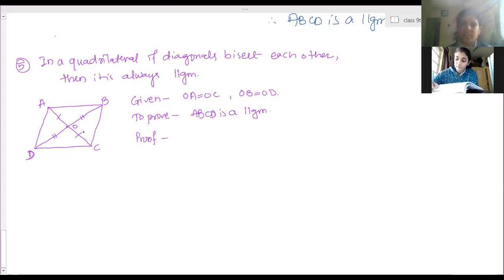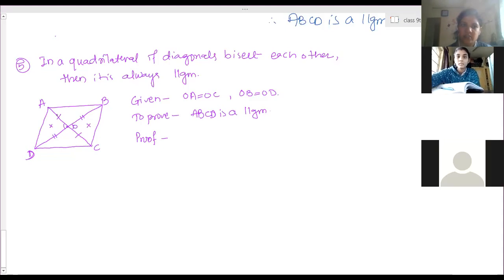Proof. In that proof, this triangle and this triangle you have to prove congruent. Already you know AO is equal to OC, OD is equal to OB. Angle BOD and AOD are equal by vertically opposite angles. So by SAS criteria, these two triangles are congruent. Therefore, this angle is equal to this angle, CPCT.